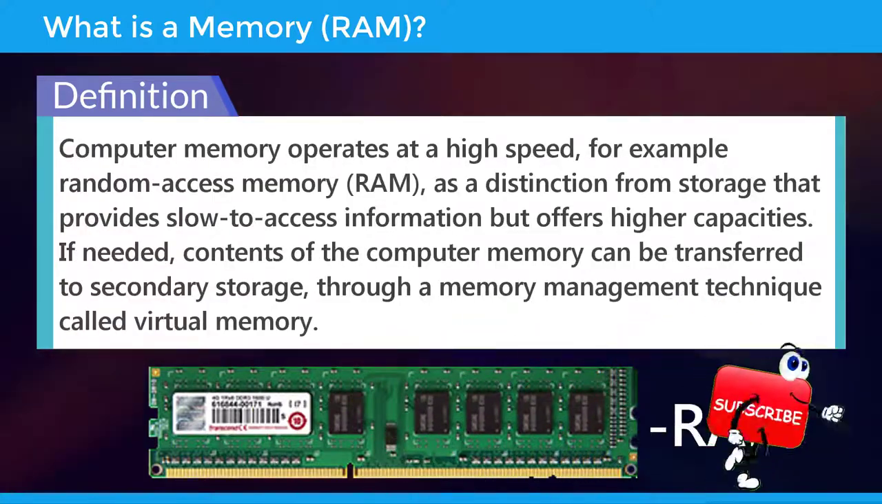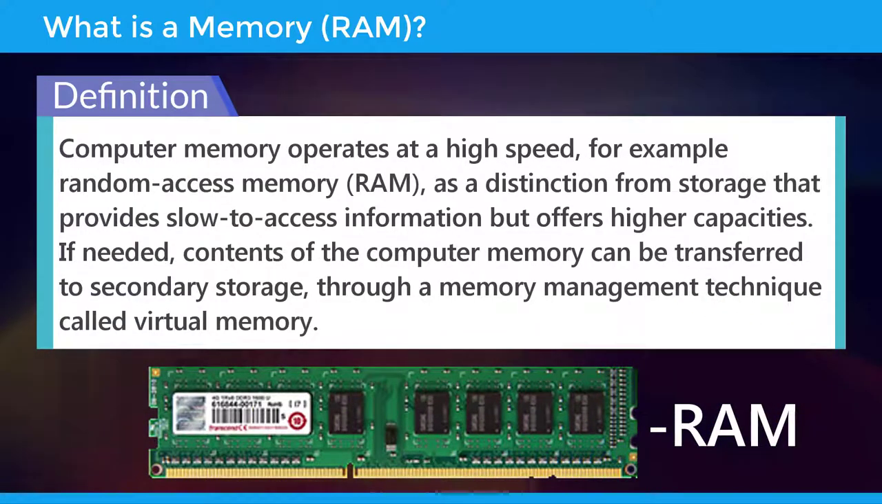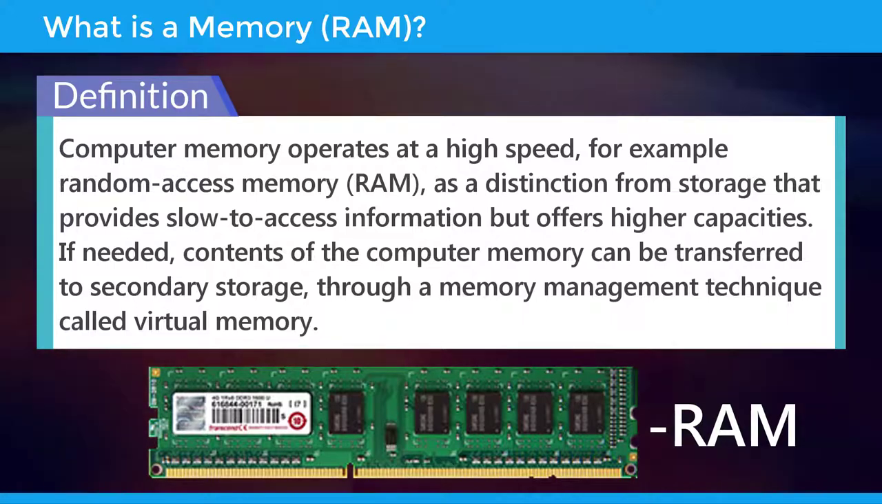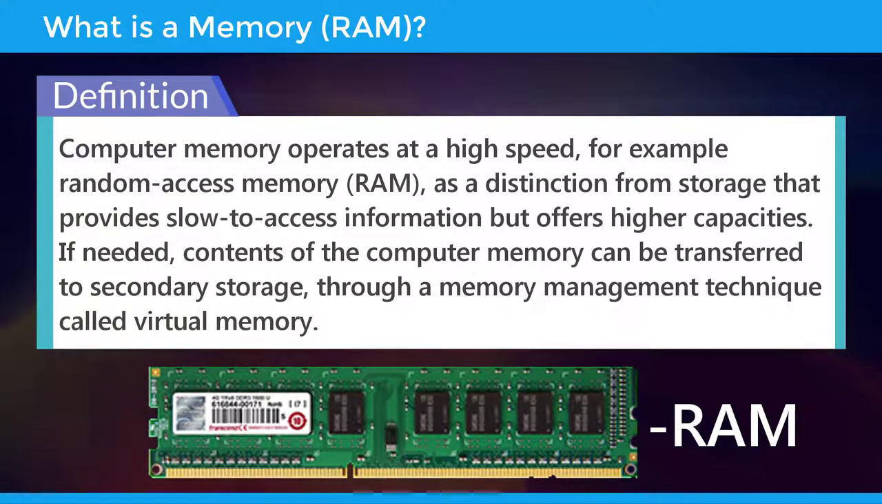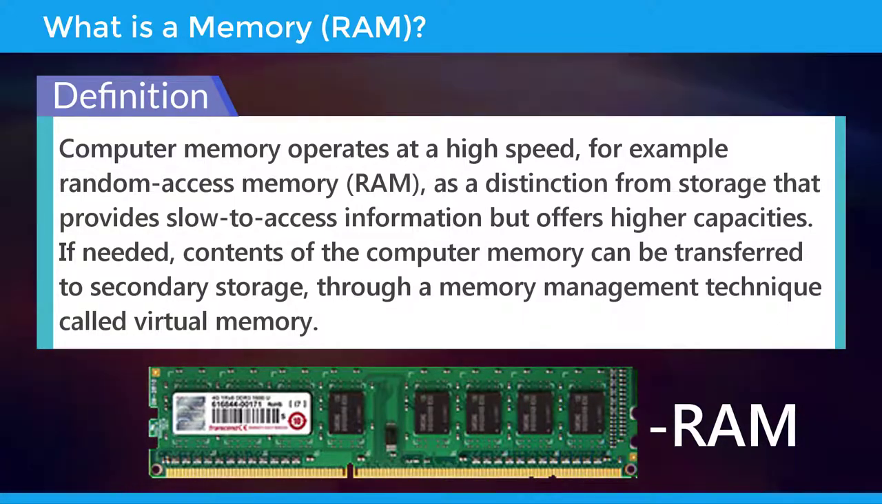Computer memory operates at a high speed, for example, random access memory, RAM, as a distinction from storage that provides slow to access information, but offers high capacities. If needed, contents of the computer memory can be transferred to secondary storage through a memory management technique called virtual memory.